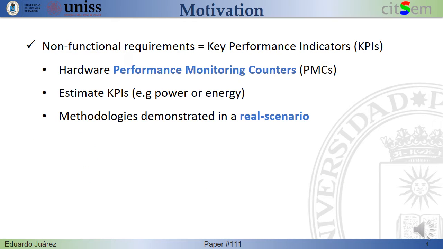Non-functional requirements should also be considered as key performance indicators, KPIs, of a system. Low-level events can help to discern how the application behaves at runtime. Hardware performance monitoring counters, PMCs, expose them from a processor execution and can be used to estimate non-functional KPIs, for instance the power or the energy consumption.